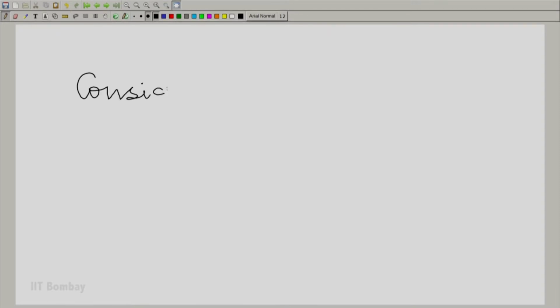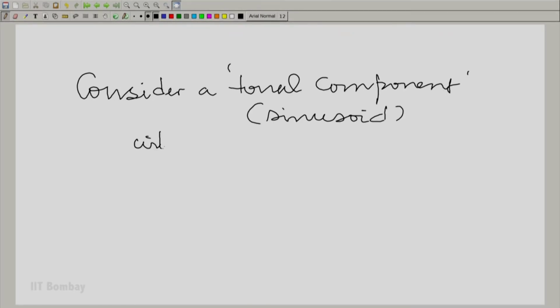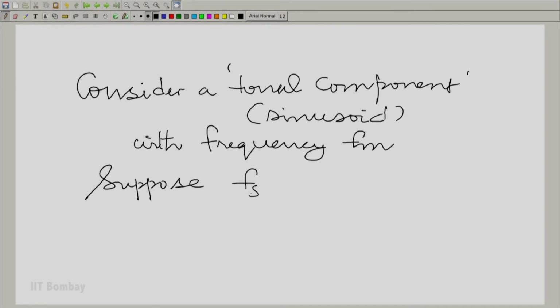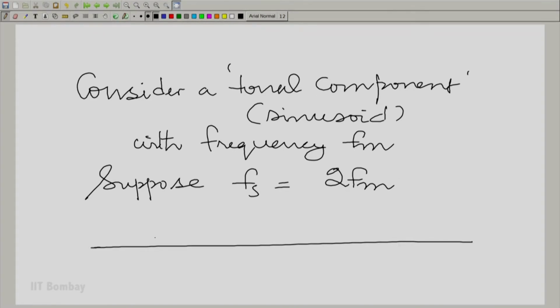In fact, we can understand it even better if we take just that tonal component and focus upon it. So, let me explain this point to you. It is a little subtle and we need to understand it well. See, consider a tonal component. When you say a tonal component, you mean a sinusoid with frequency Fm. Suppose we sample this at exactly twice Fm. So, sampling rate Fs is exactly twice Fm. What is going to happen? Let us see it pictorially.